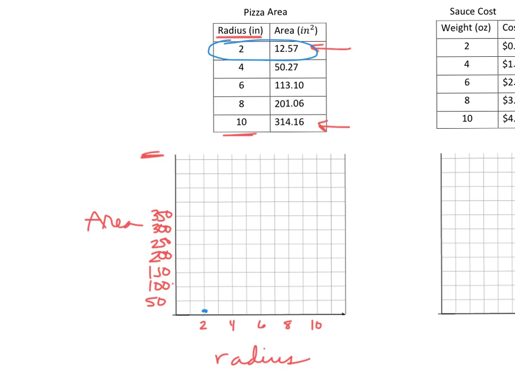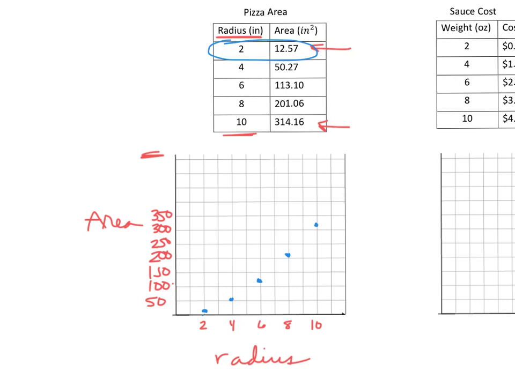So then we go to 4, and this one's nice because it's right at 50. So 4 is going to be just barely above the 50. Then 6 goes to 113. So from 6, move over 6, up 113. We're going to be toward the bottom of that one. Again, doesn't have to be perfect. 8 is 201, another nice number since we have the 200. So that's going to go right there. And then 10 is at 314. So 10, 314 will be about there.